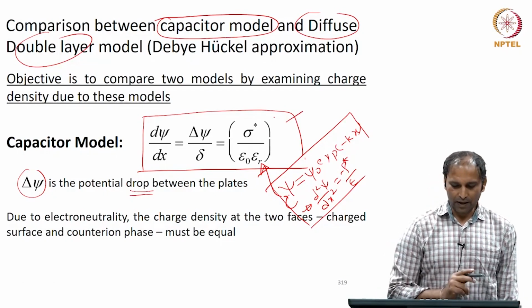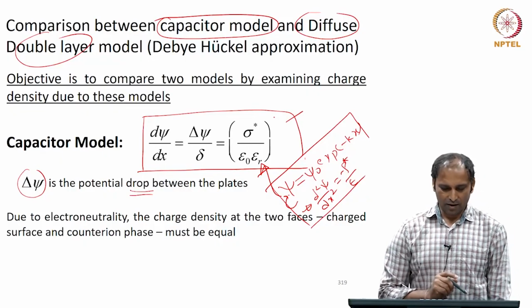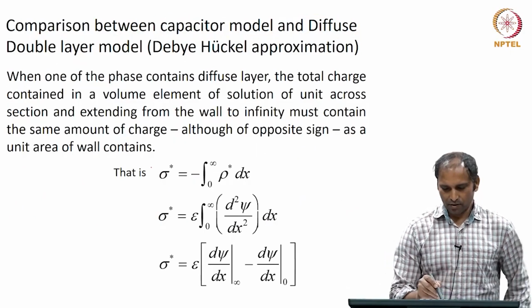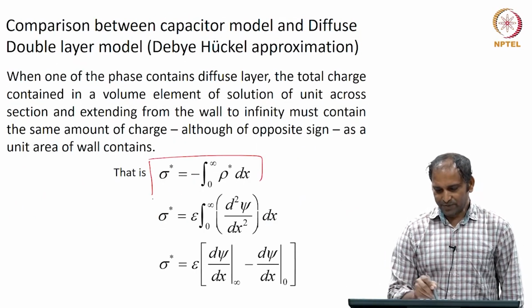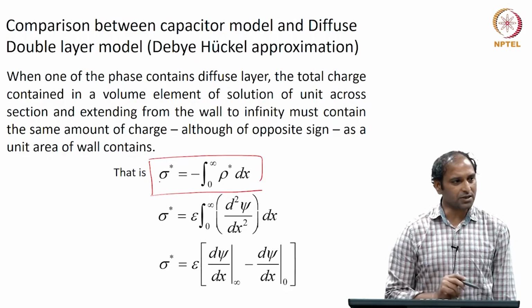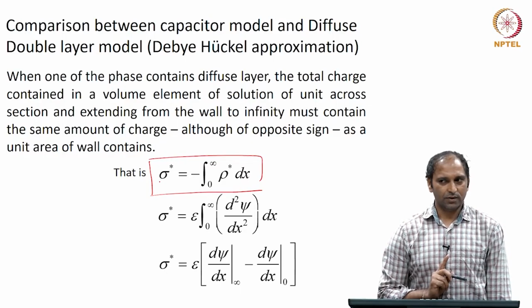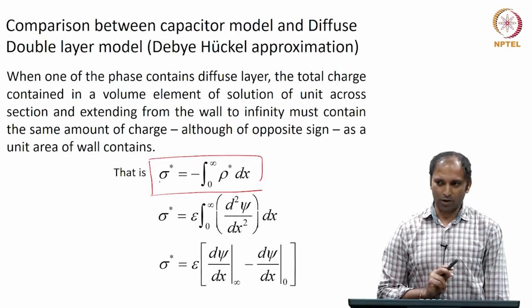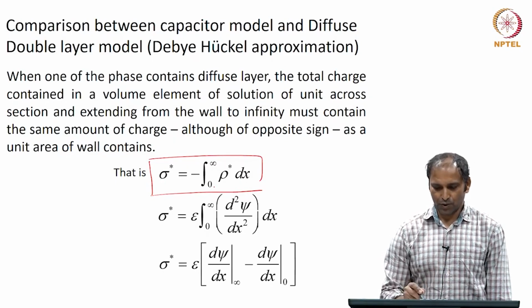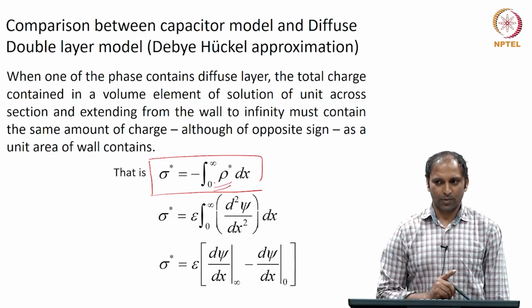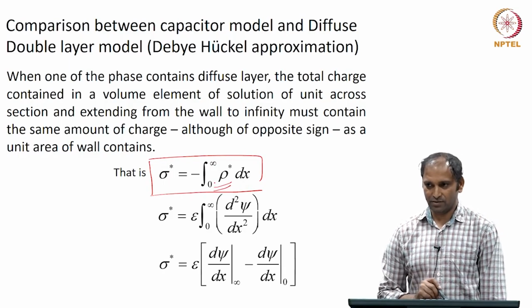Okay. So, I have written an expression here, which tells you the sigma star, which is the surface charge density that we had in the capacitor model, right. And this rho star is the charge density, but that is charge per unit volume, right, in this case.